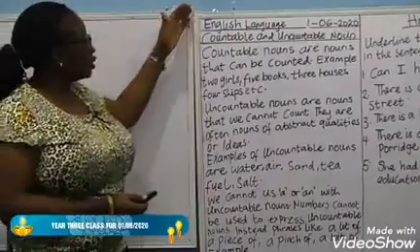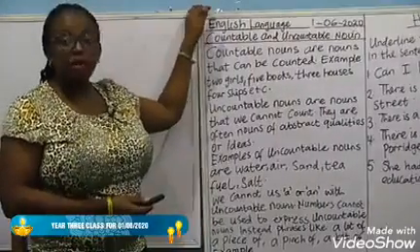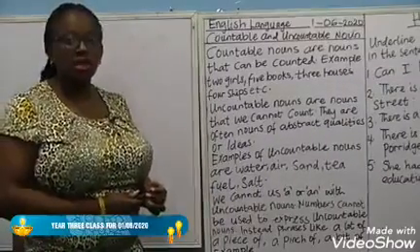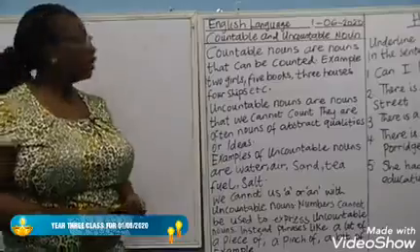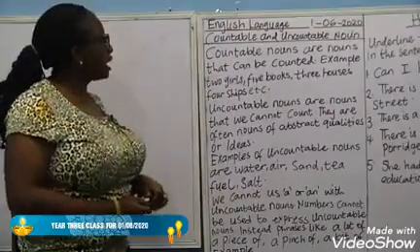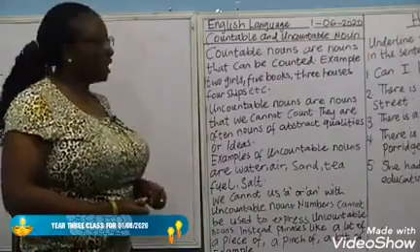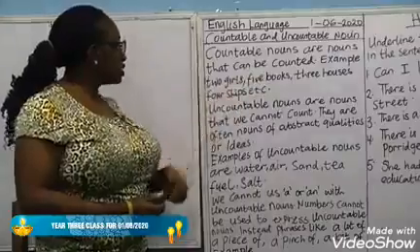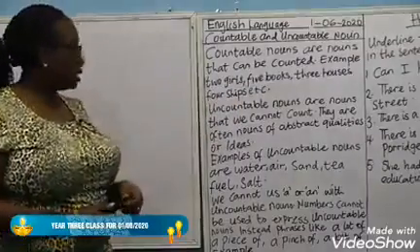Today we are going to be doing English language, and our topic in English language today is countable and uncountable nouns. What did I say? Countable and uncountable nouns. What is a countable noun? Countable nouns are nouns that can be counted. Example: 2 girls, 5 books, 3 houses, 4 sheep, etc.